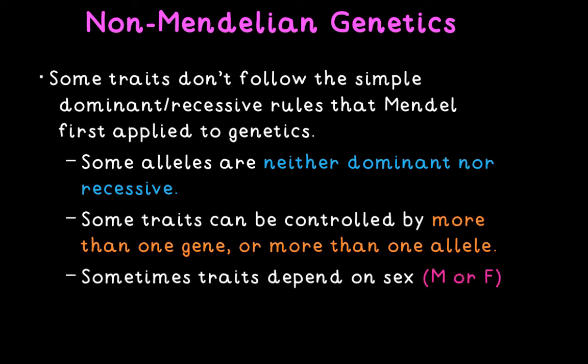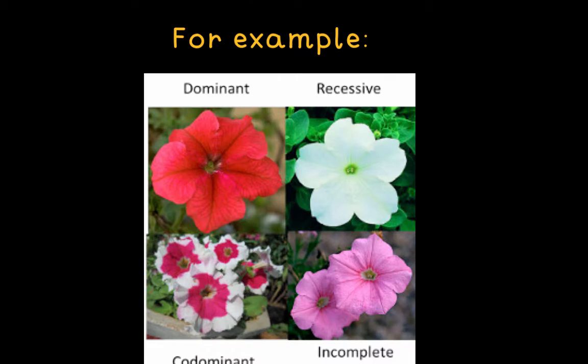And sometimes traits can depend on sex. For example, being colorblind, there's evidence that there are more color-blinded males than females. Why does that happen? Well, we're going to see it here in non-Mendelian genetics. Today we're going to start with incomplete and codominance.